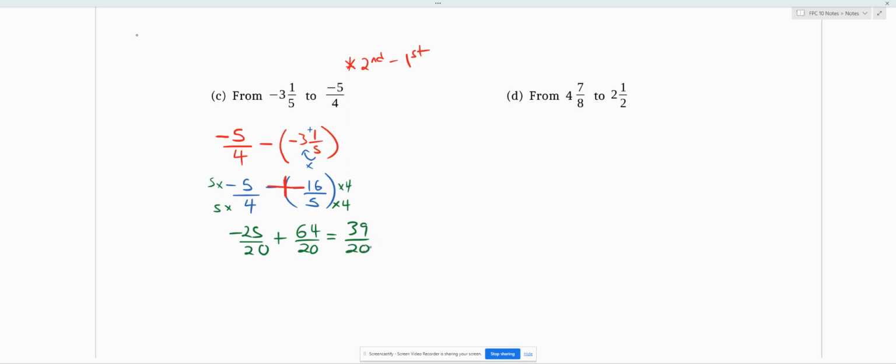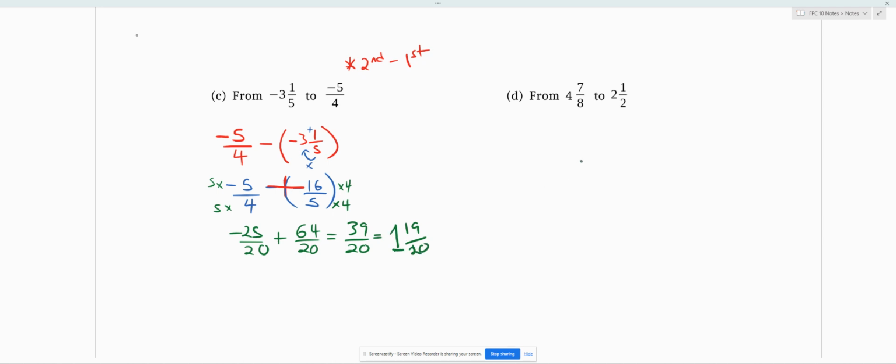And let's do our last step. Let's convert this to, excuse me, to mixed. 20 goes into 39 one time. If I go twice, that's 40. That's too many. So it goes in one whole time with 19/20ths left over.